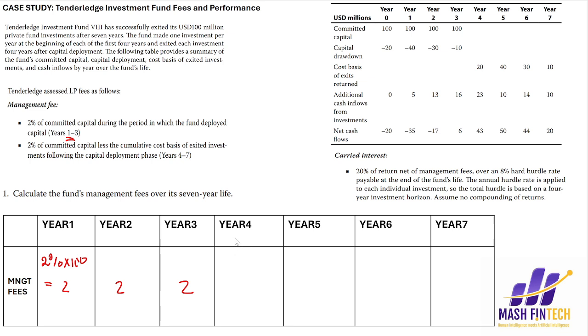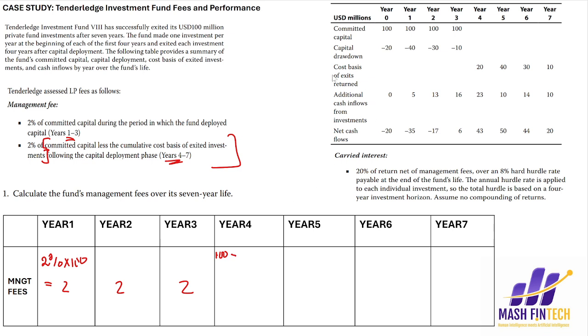When you get to year number 4, read this carefully. 2% of committed capital minus the cumulative. So it's 2% of this committed capital minus cumulative cost basis of exited investments following the capital deployment phase. So you take the committed capital, you subtract cumulative cost basis from years 4 to 7. So let's go to year number 4. The committed capital is the same for all the years, right? But then you have to subtract the cumulative cost basis of exited investments.